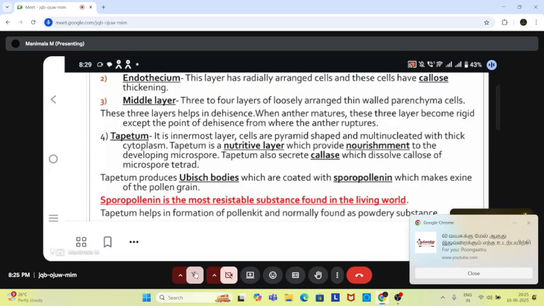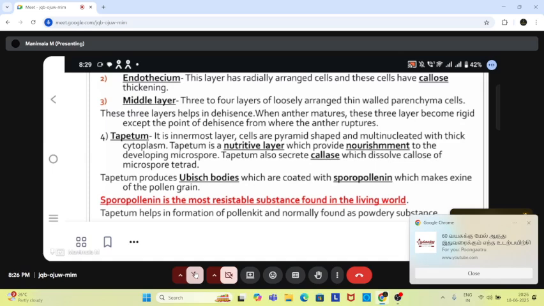And the tapetum produces Ubisch bodies, which are coated with sporopollenin, and which make the exine of the pollen grains. Sporopollenin is very important for the preservation of pollen grains. That is very important. For preserving the pollen grains, it is one of the most resistant organic materials. Make a note of it.